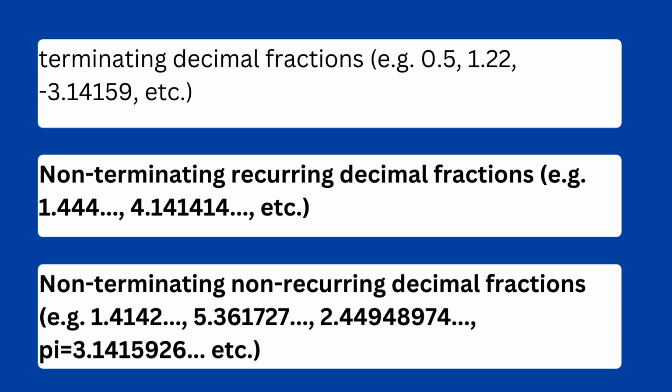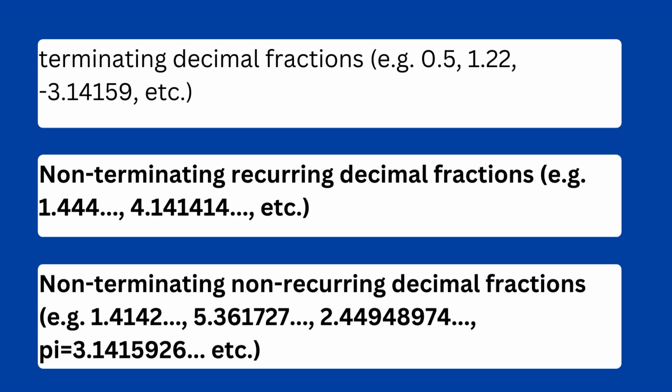And the third type of decimal fraction is non-terminating non-recurring decimal fractions, in which the digits after the decimal are non-terminating, and they also do not occur in a repeating pattern. For example, 1.4142 and so on. As you can see, 4 is repeating, but it is not recurring as a group or after a certain number of digits. Similarly, 5.361727: in this also we can see that the group of integers is not repeating in a particular pattern.